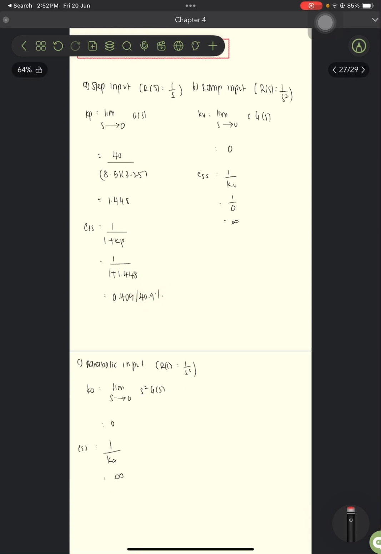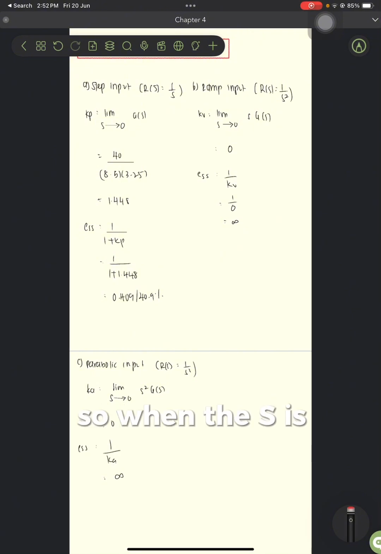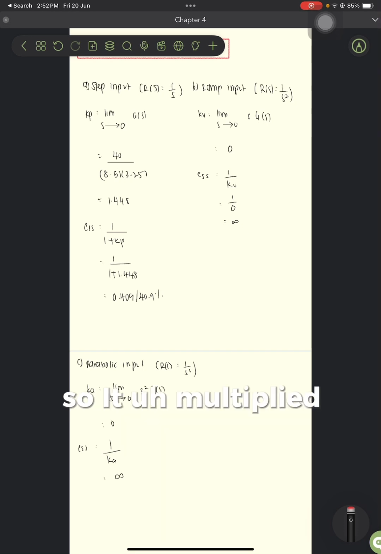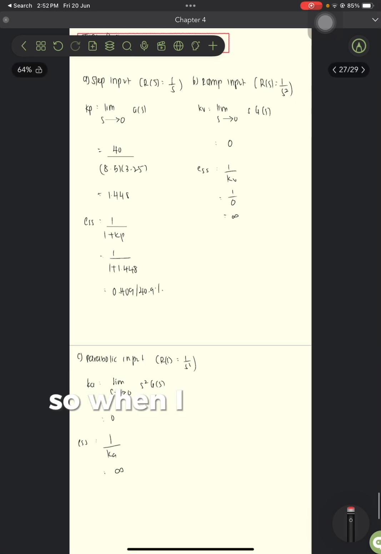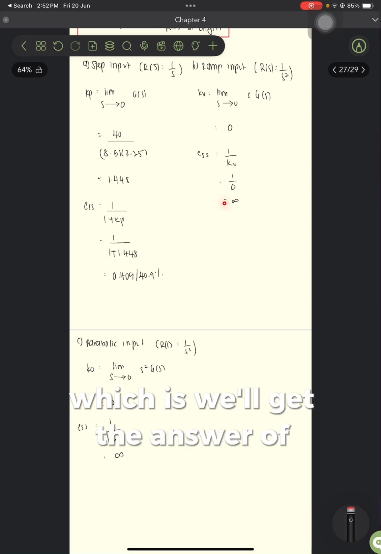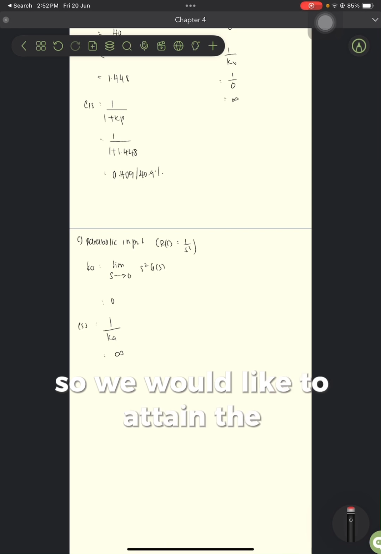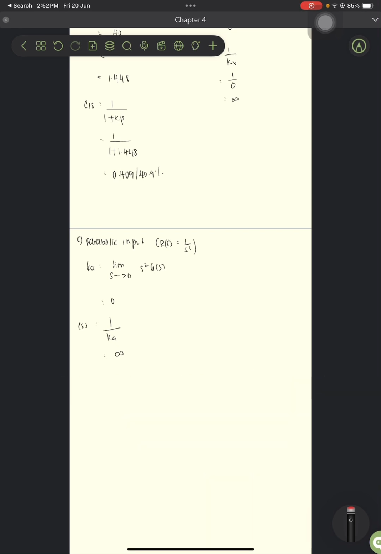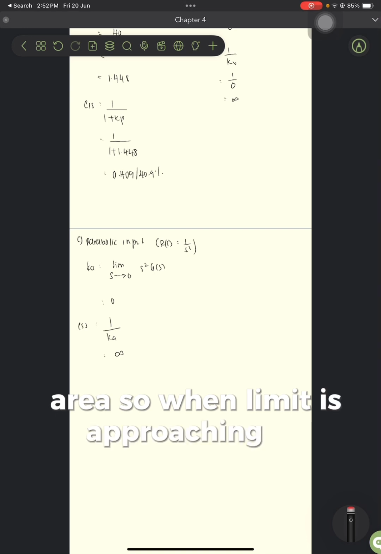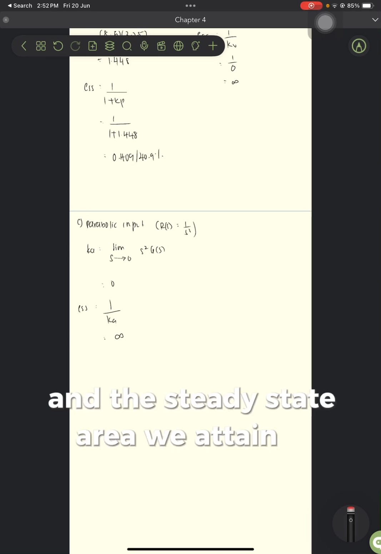Now for the ramp input, let's look into Kv, the velocity error constant. When s approaches 0, it is s times G(s). When I substitute, I attain the value of 0. To find the steady state error, it is 1 over Kv, and we get the answer of infinity. The same goes for the parabolic input. We would like to attain the acceleration error constant. When the limit of s squared times G(s) as s approaches 0, we attain the acceleration constant equal to 0, and the steady state error we attain is infinity.